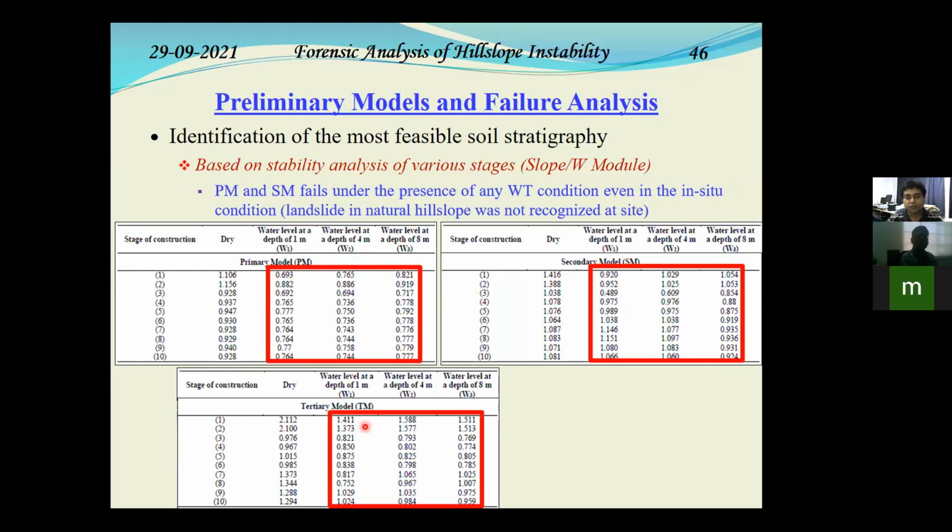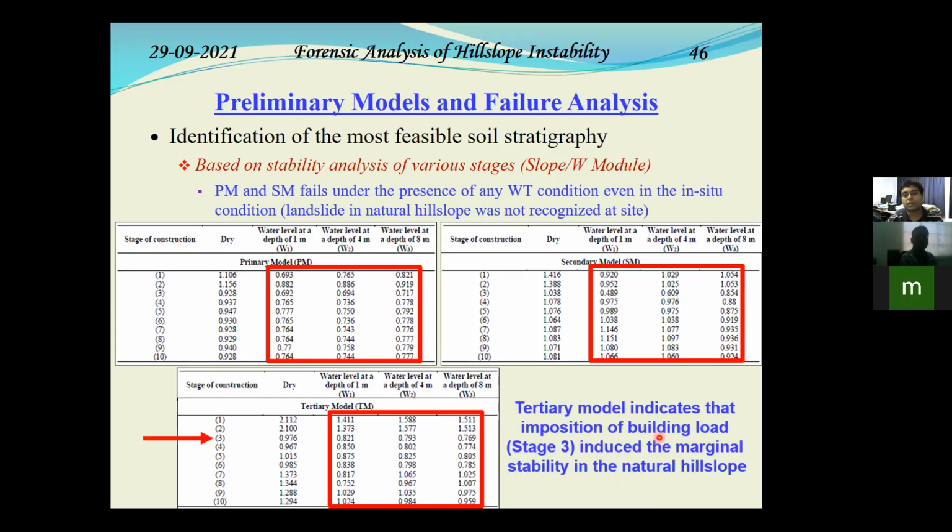Looking into the tertiary model, we could see that at stages 1 and 2, that means at the in situ stage and stage 2 where the excavation for the building was done, the stability was still there. So this gives us a more confident idea that probably borehole 3, from which we created the tertiary model, would have given us a better picture.